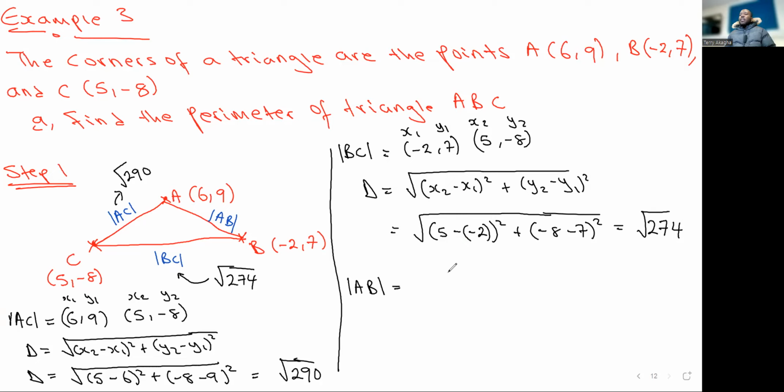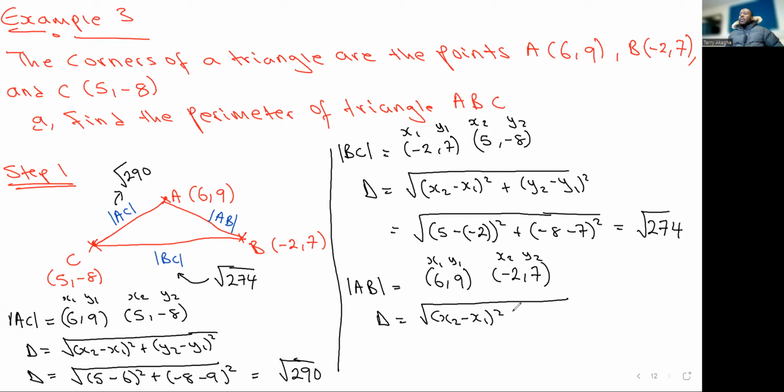Now the next one I'm going to do is the AB. So what's the A? The A is (6, 9). And the B is (-2, 7). So this would be my x1, y1, x2, y2. Okay? So the distance is going to be equal to the square root of (x2 minus x1) squared plus (y2 minus y1) all squared. Okay?